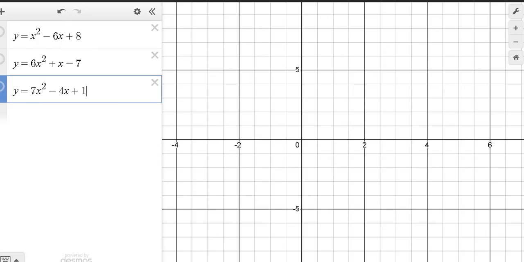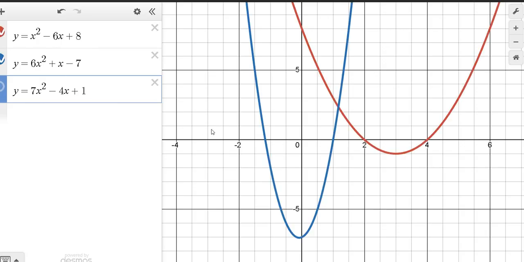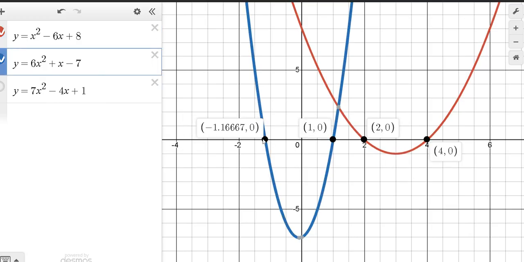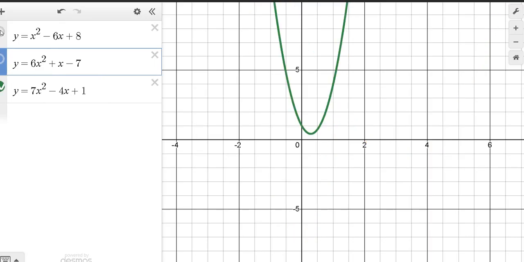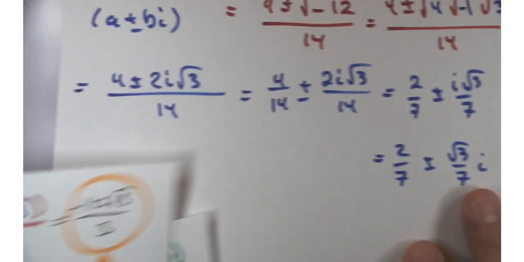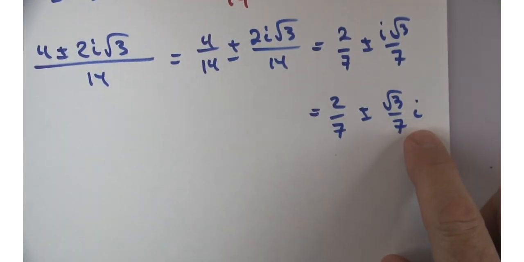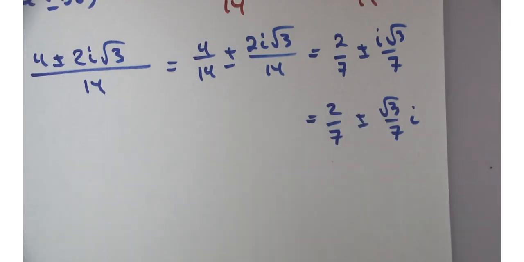So these other two cross the x-axis exactly where we thought they would. Well, what's going to happen when we look at this next one? Well, let's find out. Does it cross the x-axis? No. So what's going on is that this graph only touches the x-axis in your imagination. That's why you're getting those imaginary solutions, because they don't have any real solutions.